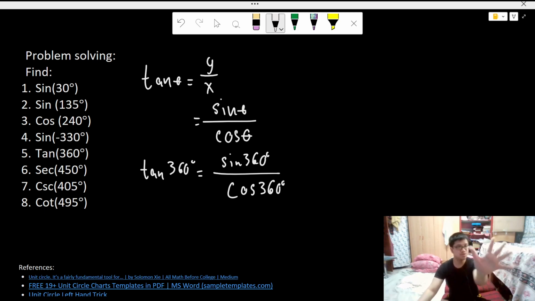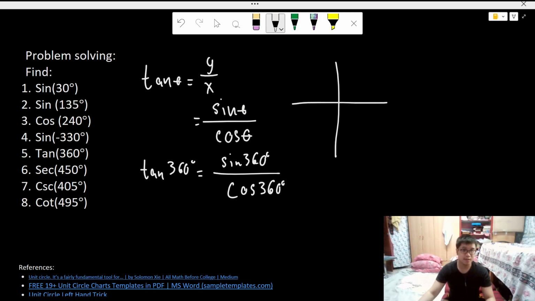Maybe you could use your left hand rule. We can actually do that by getting the reference angle. But a reference angle is an acute angle. So let me just draw it for you. Where is 360 degrees located? It's actually here, just beside 0 degrees. You can use a reference angle, but it should be an acute angle. So if you're going to do that, you're going to have a result of 0 degrees.